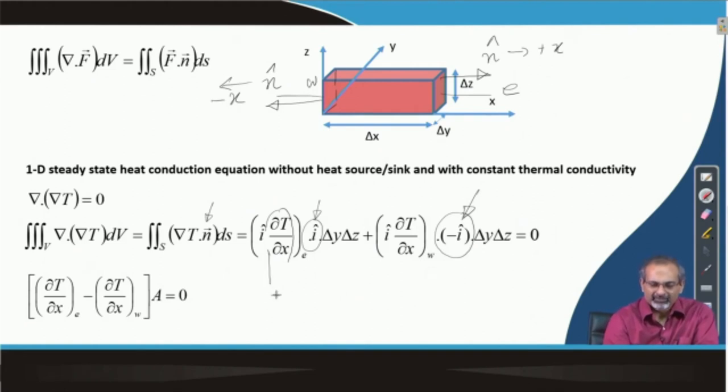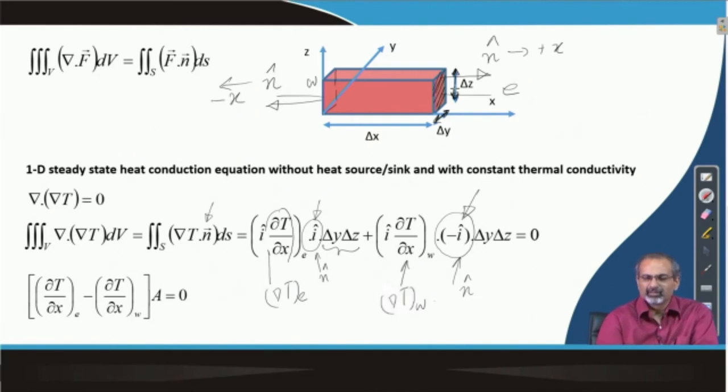So, you have grad T contributed from the east face here, you have grad T contributed from the west face here. This is the n for the east face, this is the n for the west face, and the remaining terms are nothing but dS, that means this area in a scalar sense, as I said earlier. So, you have delta y along this direction, delta z along this direction, and therefore, the product of that will give you the area.